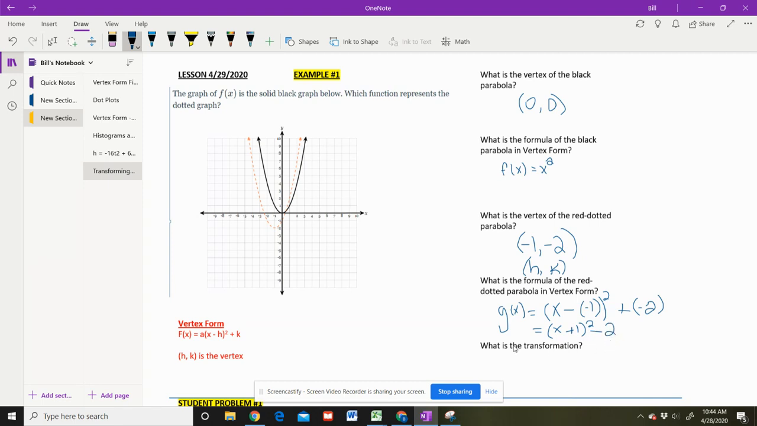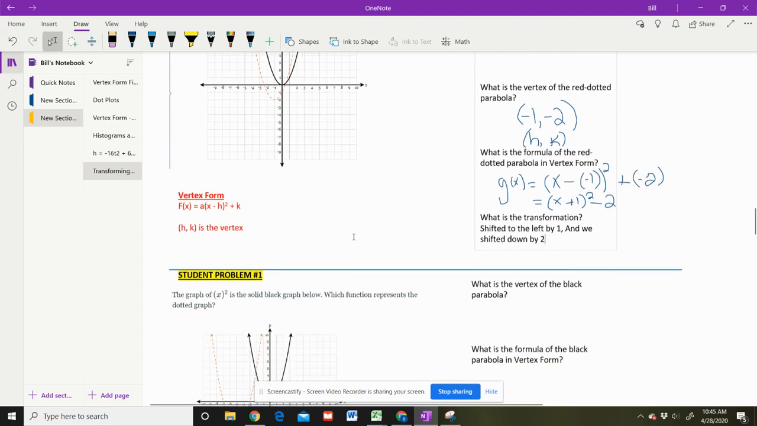And then it asks, what is the transformation? Let me type this in. Basically, we shifted to the left by 1, and we shifted down by, I'm sorry, by 2. So this told us we shifted left by 1, and this tells us we shifted down by 2. That's what we would be looking for as far as the transformation, and this would be a translation, right?